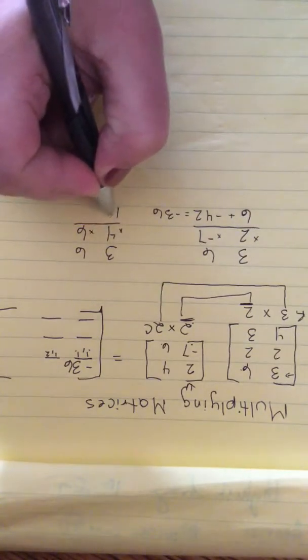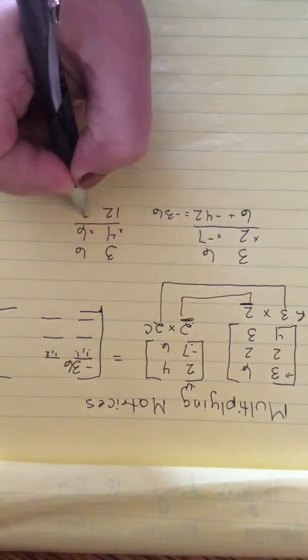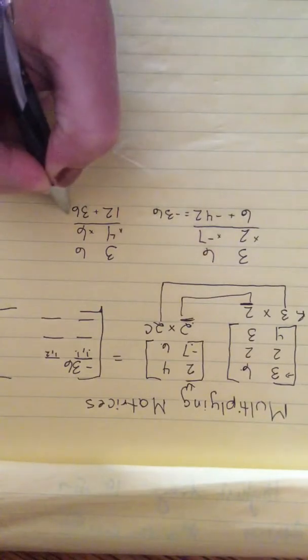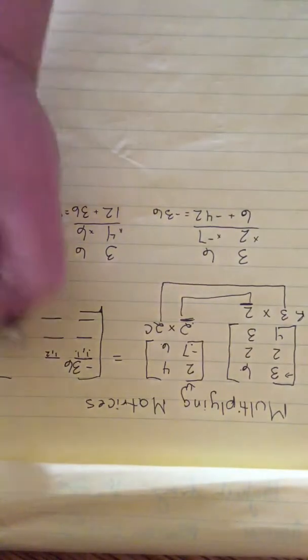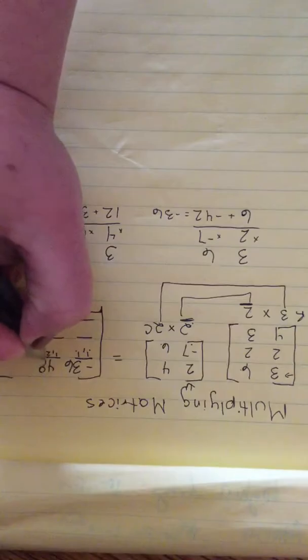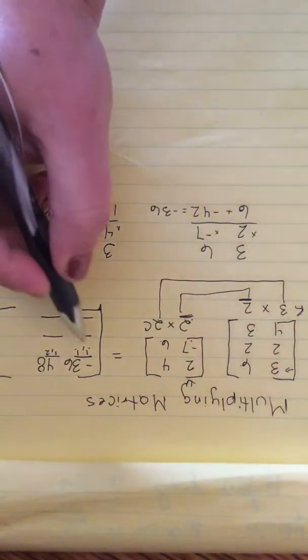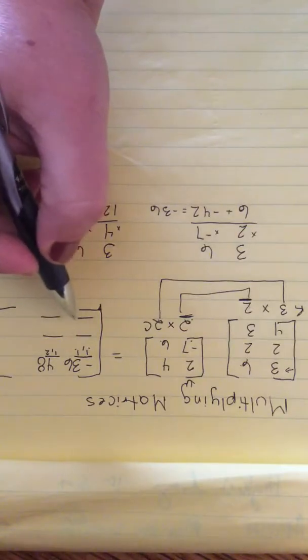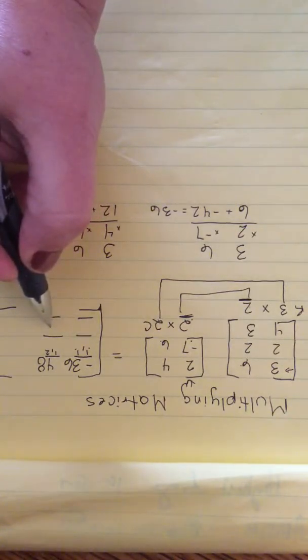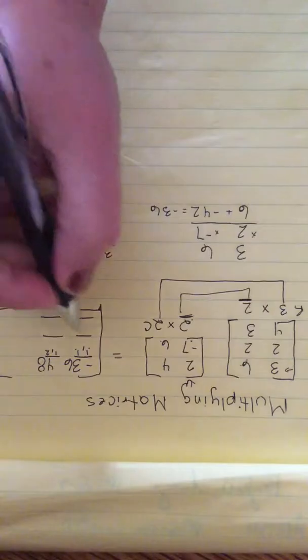3 times 4 is 12. 6 times 6 is 36. Add them together, I get 48. And that is the second element in my answer matrix. Now obviously I'm going to have to do this 4 more times to get the other pieces. So let's go ahead and keep going on our example.